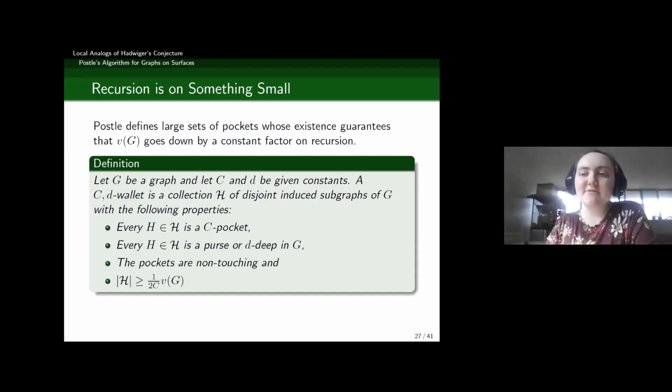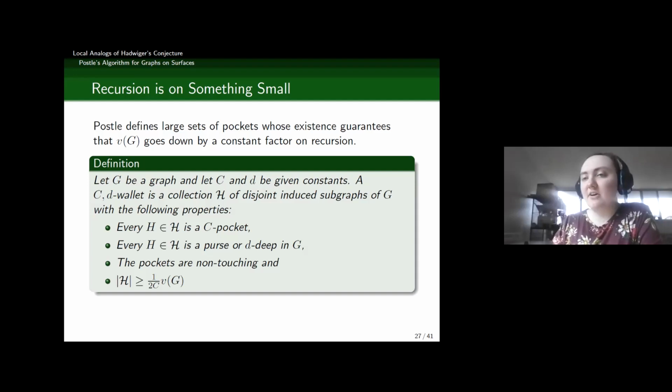Okay, so the idea of recursing on something that's much smaller requires another definition, which is of a specific set of pockets. We're going to call this set of pockets a wallet. So if G is a graph and you're given constants C and D, a CD wallet is a collection of disjoint induced subgraphs of G such that all of them are pockets. All of them are either purses. So these are planar graphs with coboundary 2, such that if you add the edge between the two coboundary vertices, you still get a planar graph.